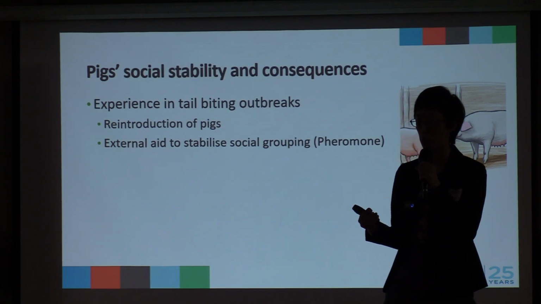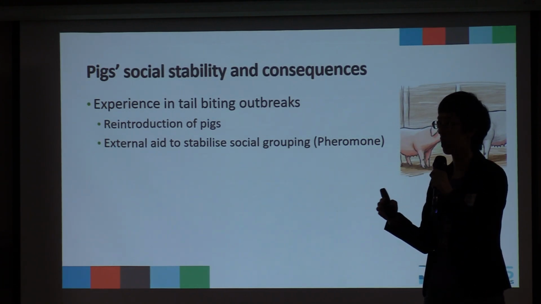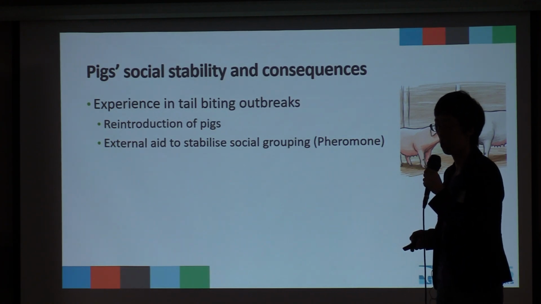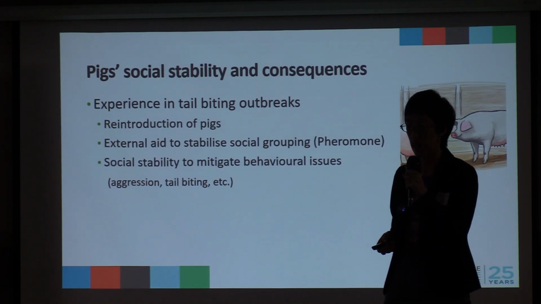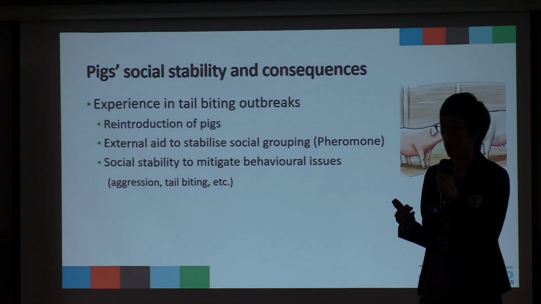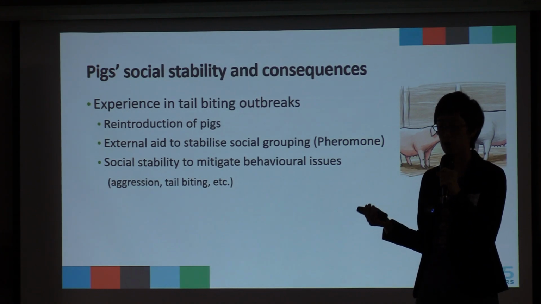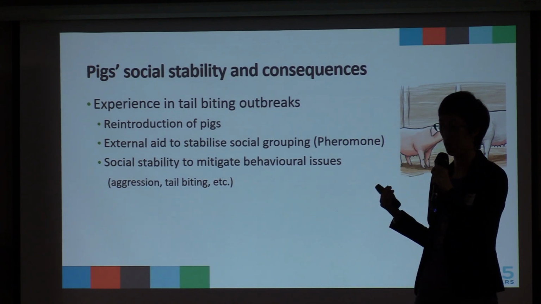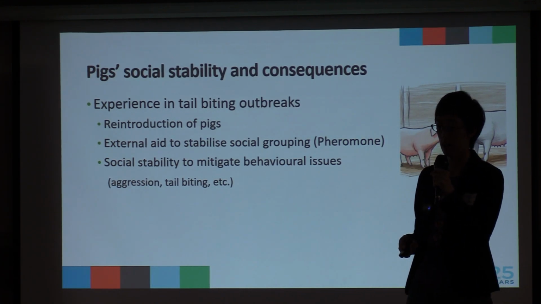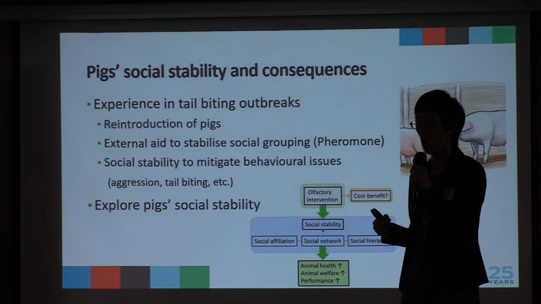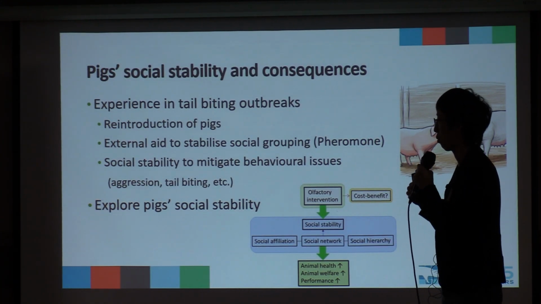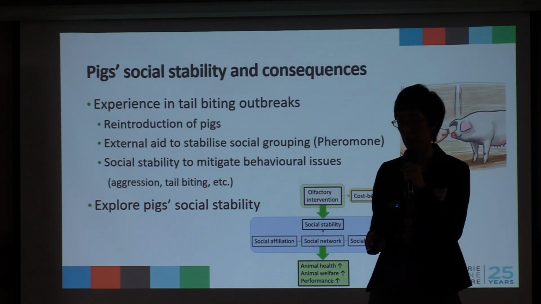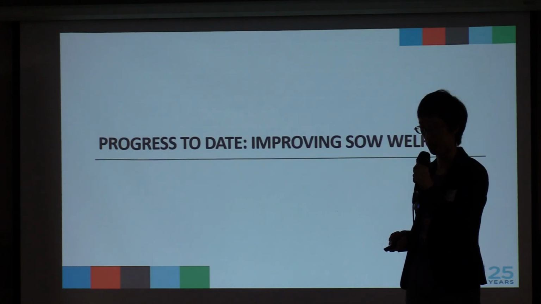So we are also trying to use an external aid to see if we can actually stabilize the social grouping and whether there are also some benefits to that. We use a type of pheromone for that. In the long term, we want to know whether by giving the pigs a more socially stable environment, we can mitigate some of the behavior issues we don't want to see, for example, excessive aggression or tail biting later. So we really want to understand whether by providing them with more social stability, they can improve animals' health, performance, and welfare, and whether that will be cost beneficial for the producers.